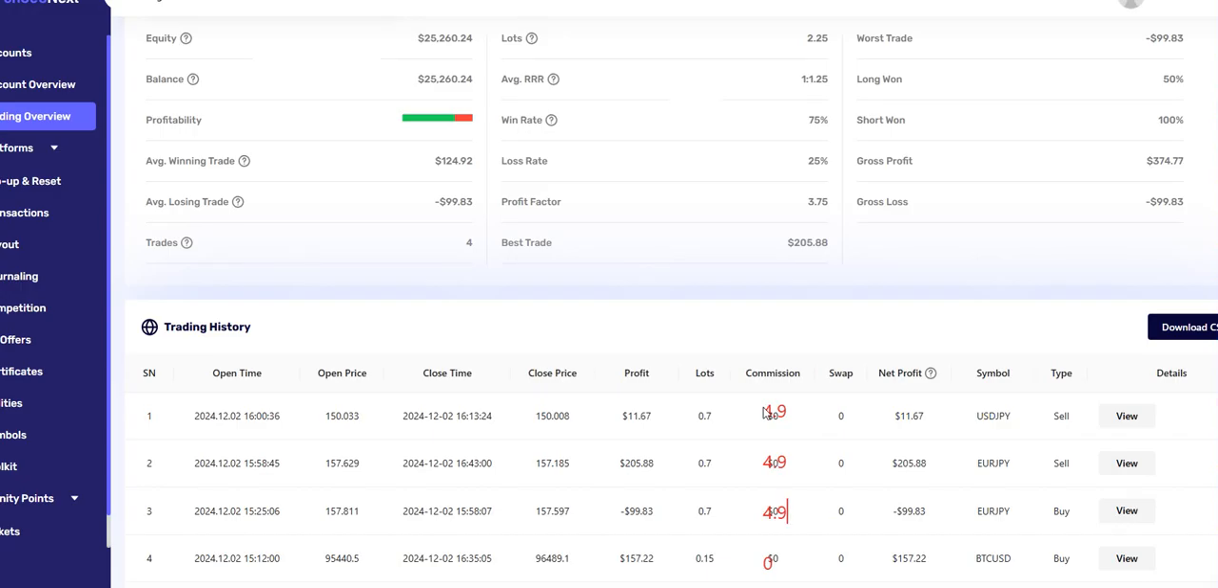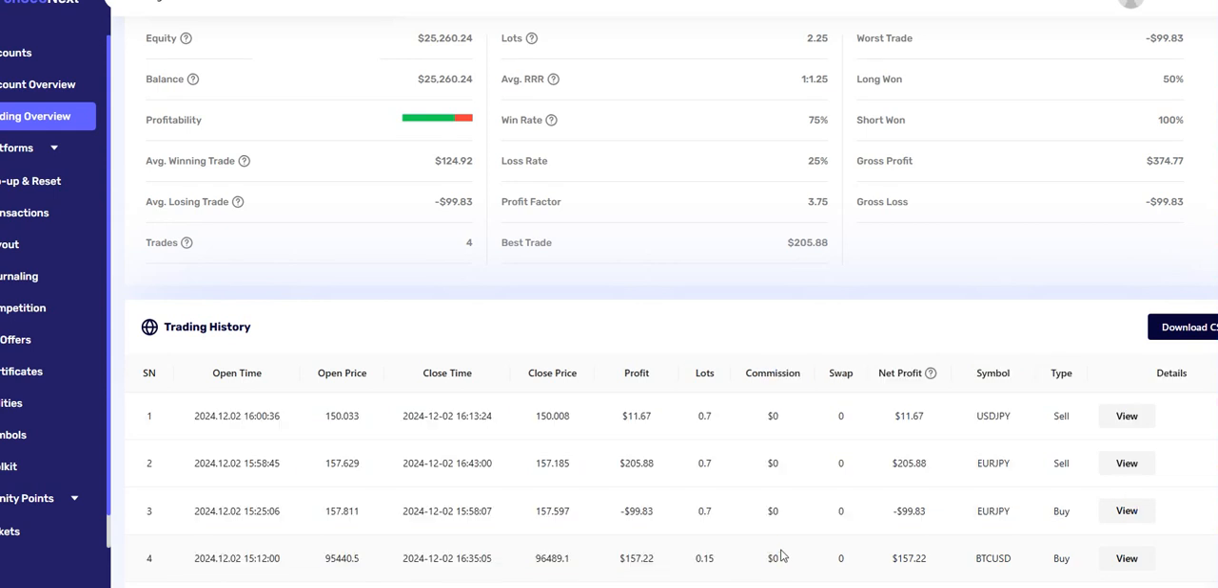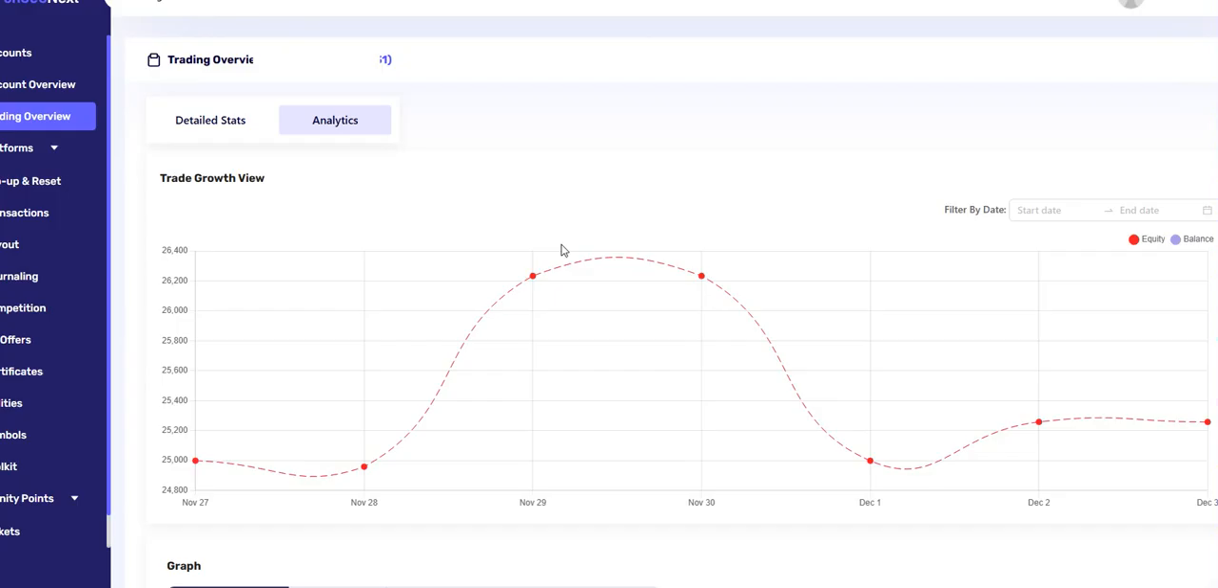Now notice that, during the Asian session, like I said earlier, the commission can be very big. The one thing that is very messed up is this: on here it says commission 0, but actually they do take commission from you. Okay, that's what happened. If I go on analytics, you can actually see.